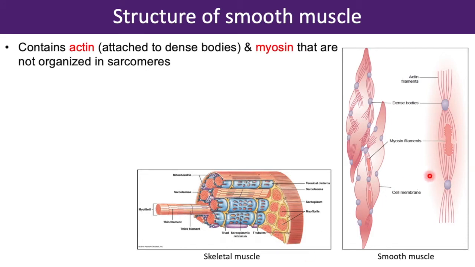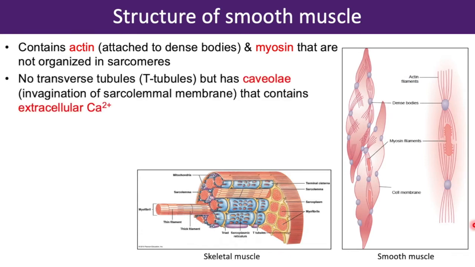Smooth muscle contains actin that is attached to the dense bodies, and myosin filaments that are not organized in sarcomeres. A sarcomere is the basic unit of striated muscle tissue, which is the repeating unit between two Z lines. Sarcomeres are responsible for this striated appearance. Since the actin and myosin of smooth muscle are not organized in sarcomeres, this gives smooth muscle a non-striated appearance.